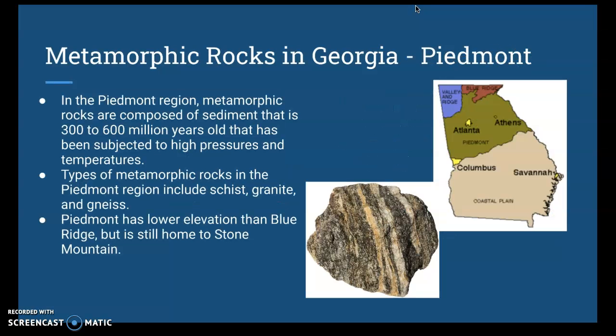In the Piedmont region, metamorphic rocks are composed of sediment that's somewhere between 300 to 600 million years old, and it's been subjected to high pressures and temperatures, creating a metamorphic rock. Some of the types of rocks in that area include schist, granite, and gneiss as well. Piedmont has lower elevation than the Blue Ridge Mountains, but it's still home to areas like Stone Mountain, so it's still a little more mountainous. But it's actually a little bit more hilly compared to the Blue Ridge Mountains.